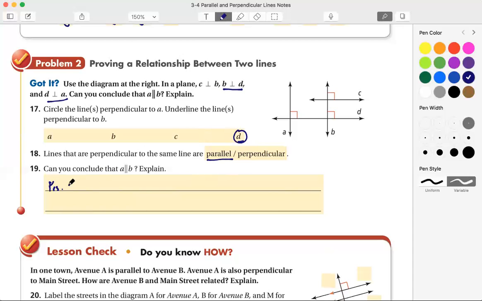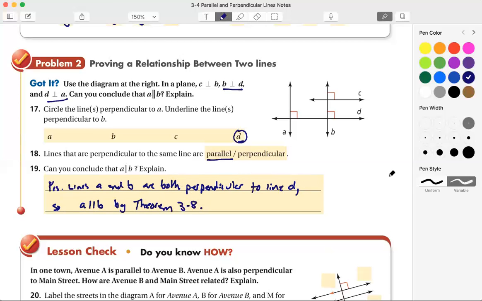All right, so lines A and B are both perpendicular to line D. So A is parallel to B by theorem 3-8.